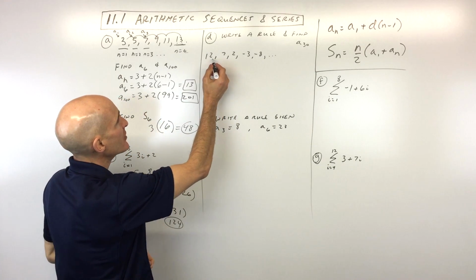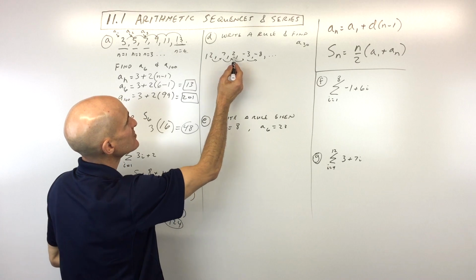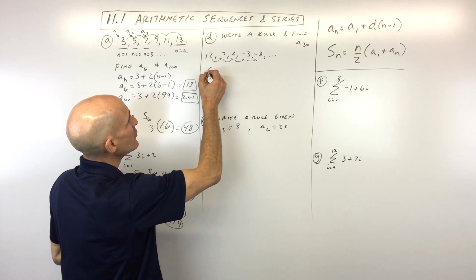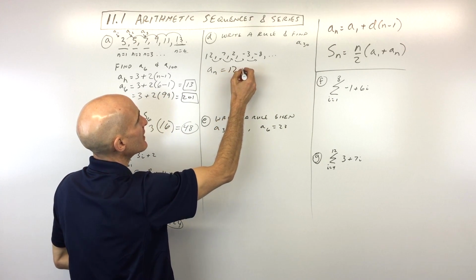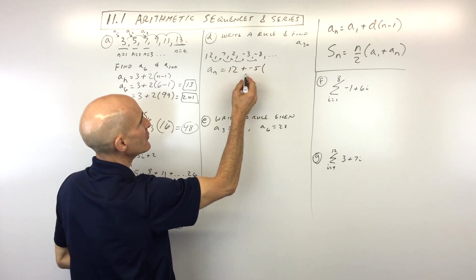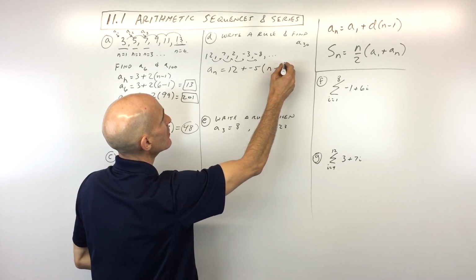Well, let's see the pattern here. What are we doing to get from the first term to the next term, etc.? Well, it looks like we're subtracting 5, right? So if we use our formula here, this one at the top, we've got our first term is 12. Our common difference is a negative 5. You could write minus 5 or plus a negative 5 times n minus 1.